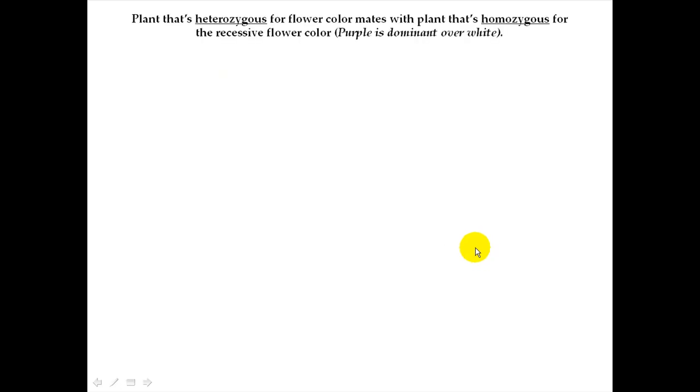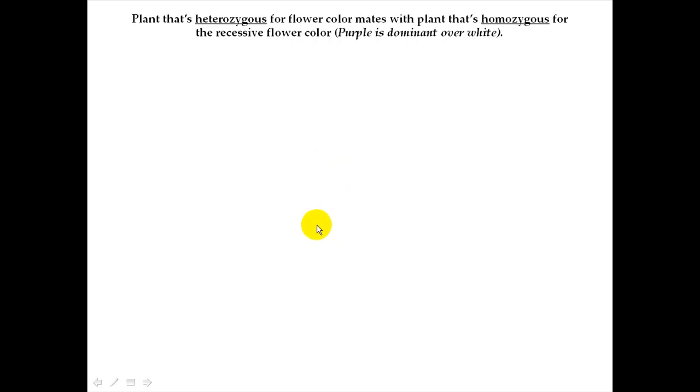So to show you how to set up a Punnett square, we'll go through that very same example, except this time we'll try to figure things out using a Punnett square. So again, say that there is a plant that's heterozygous for flower color, and it mates with a plant that's homozygous for the recessive flower. And again, it turns out that purple is dominant over white. So if you're interested in predicting the chances of the offspring being a particular flower color, how do you do that using a Punnett square?